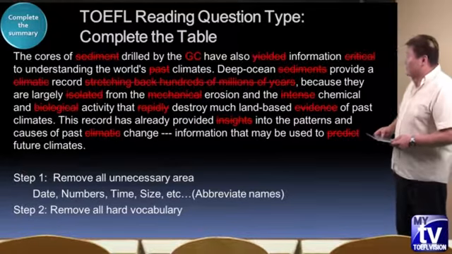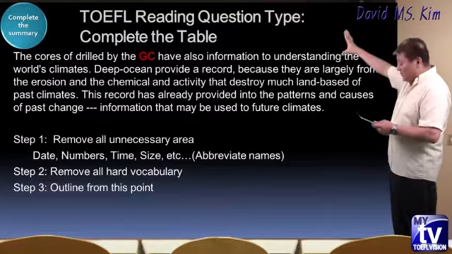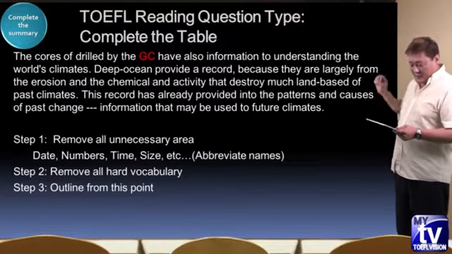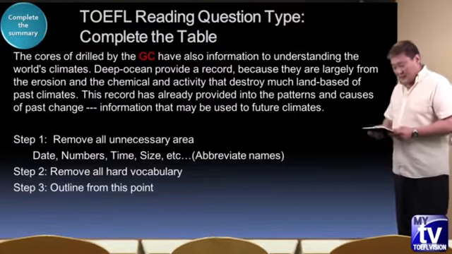Okay, so when we do that, it kind of looks like this. Boom, here we go. Right, the course is a lot smaller. Now, after we remove all this, remove all unnecessary, remove all the hard things, right? Then it's a lot easier to look at, and we can actually outline this.